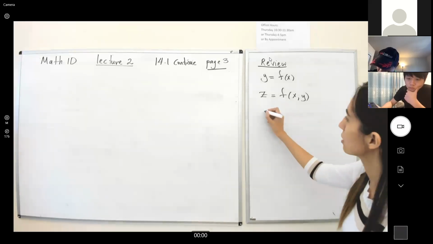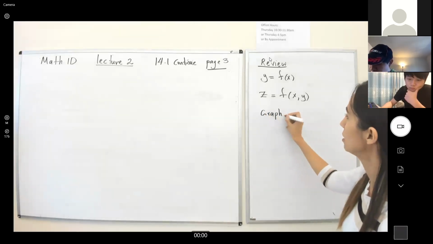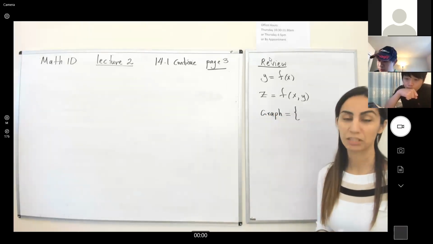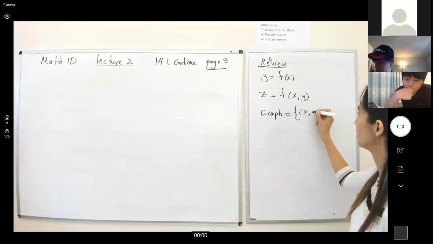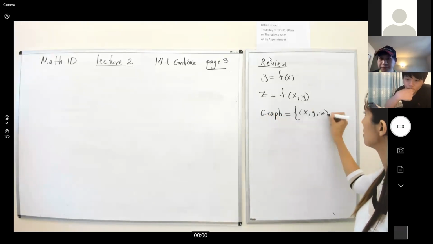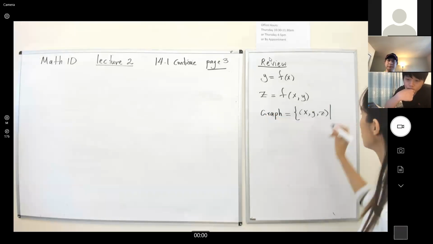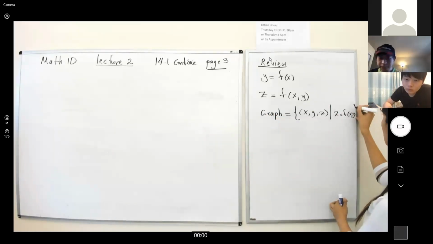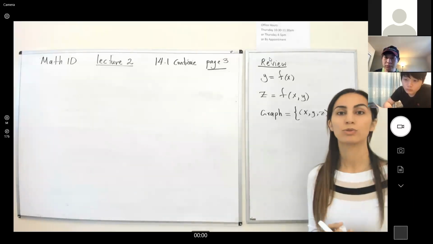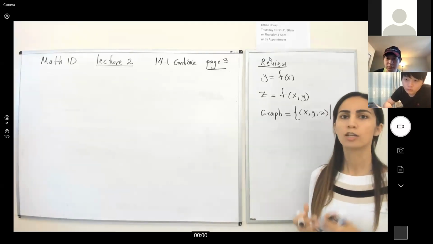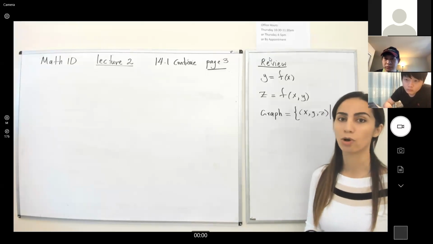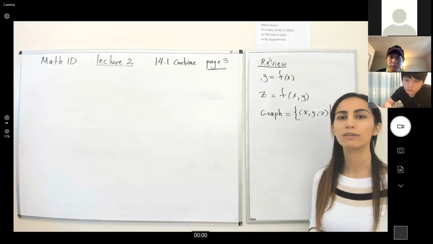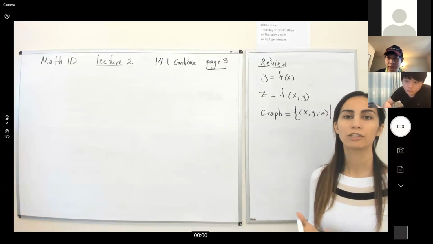We also talked about the graph of the function, which is the set of all points with three coordinates x, y, and z, such that z is equal to f of x and y. Last time we used some online websites to help us easily visualize functions in two variables. Today we're going to start talking about level curves.